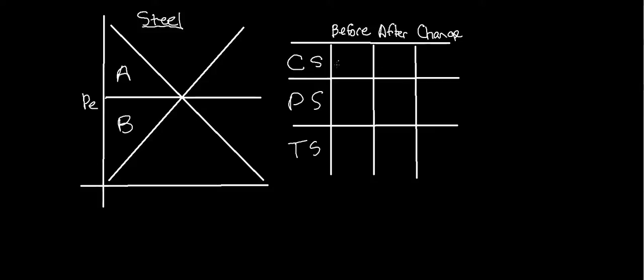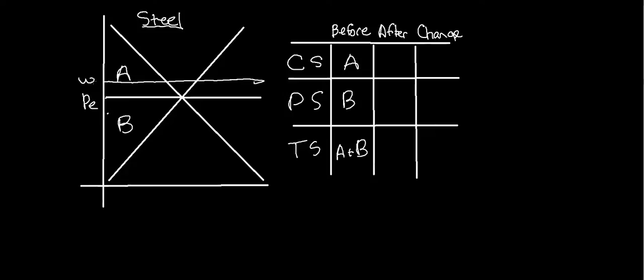So before the exporting begins, the country's consumer surplus is A and producer surplus is B. So the total surplus would be A plus B. But now, let's say that there's a world price and the country, because it is a price taker, begins to export right here.